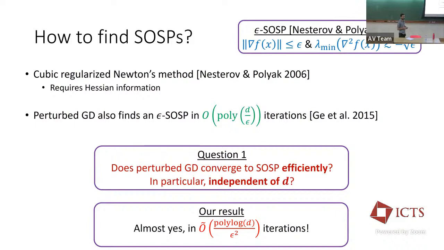So at least for this non-convex setting for finding second order stationary points, there is a lower bound which is not maybe polylog of D, but log of D divided by epsilon square.